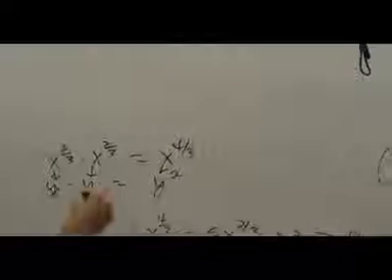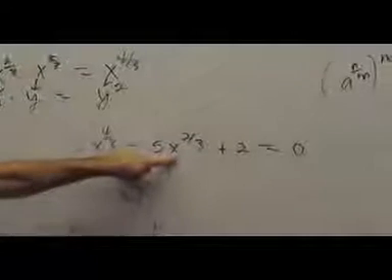Okay, you with me on that? And then clearly this is y because we said that y is x to the 2/3. So that's why that becomes y there. And of course nothing happens to the 2 and the 0. So we get this thing which now looks like a quadratic equation.